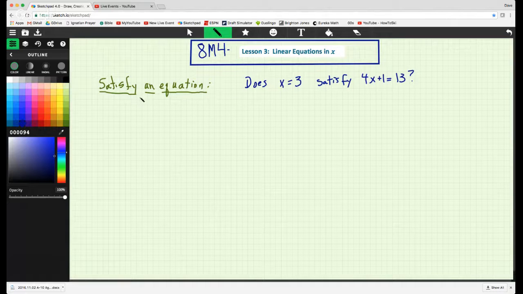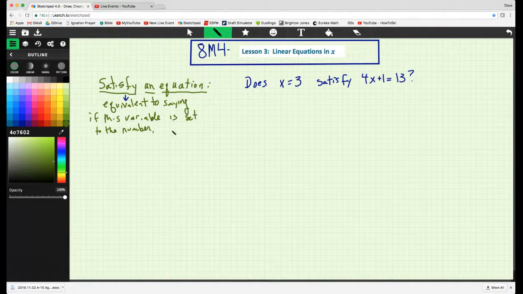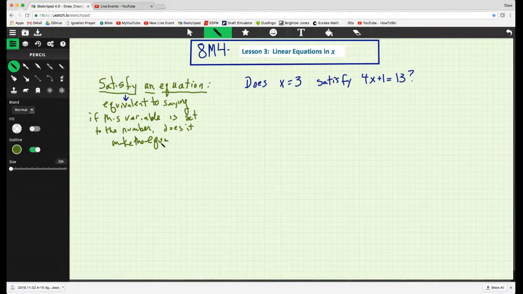This is equivalent to saying, if this variable is set to the number, does it make the equation true? Does it make the equation true?